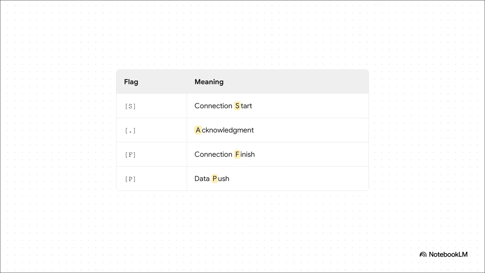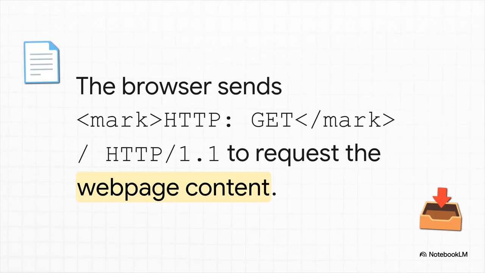These flags are kind of like a secret code for the whole conversation. We just saw S for start and dot for acknowledgement. As you look at these logs more, you'll see others, like P for when data is actually being pushed, or F for when the conversation is finished. It's basically the language of network connections. So, once that handshake is done, our browser finally makes its official request.